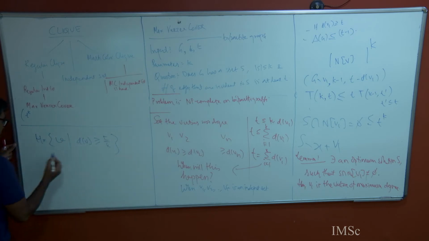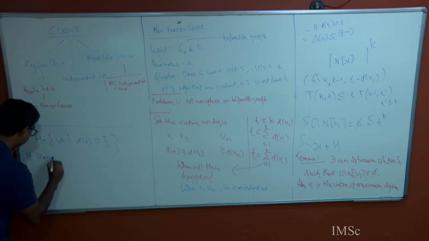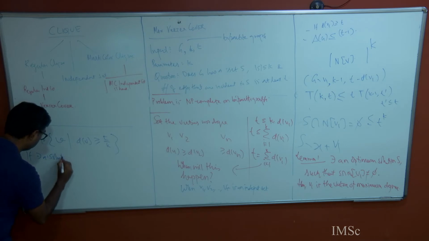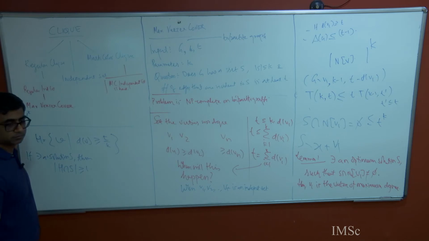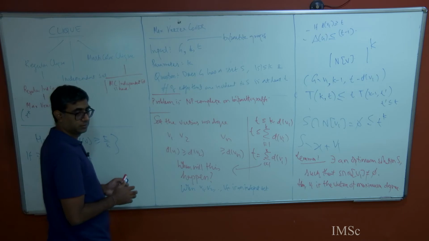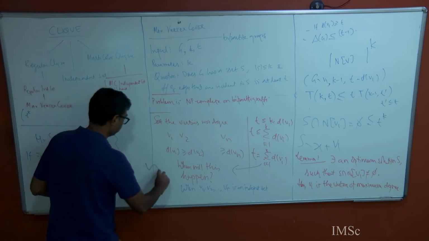Okay. So what we showed is that if there exists a solution S, then H intersection S is at least 1. I am not saying how many. Okay. Now what can you do? I am telling you that there are cases where you can run this algorithm. In which case can I run this algorithm? This algorithm.